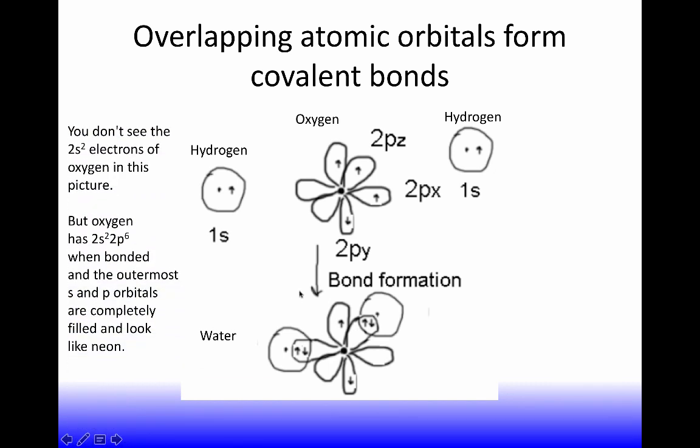So we don't see that 2s2 orbital of oxygen. It's there, all right? Oxygen has the outermost 2s2, you just don't see it. The outermost layer is 2s2, 2p6 when it's bonded, and the outermost s and p orbitals are completely filled and it looks like neon.